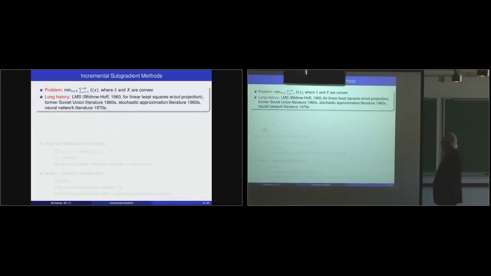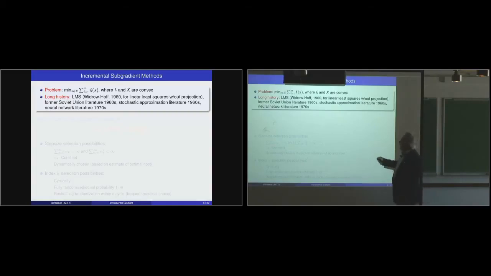Okay. So let's talk about incremental subgradient methods. And here is the problem again. Minimization of the sum of components subject to a convex constraint set. It's a long history to this problem. There's an important paper from 1960 by Widrow and Hoff. It's very, very well known in signal processing. And I think it was the first, at least deterministic type of incremental method, and it was applied to linear least squares and without projection, without any constraint.